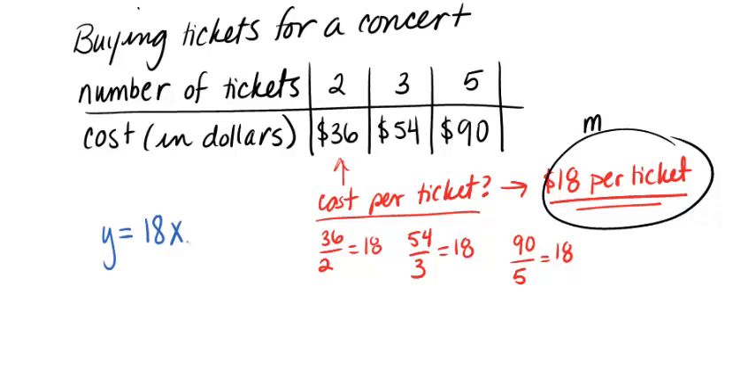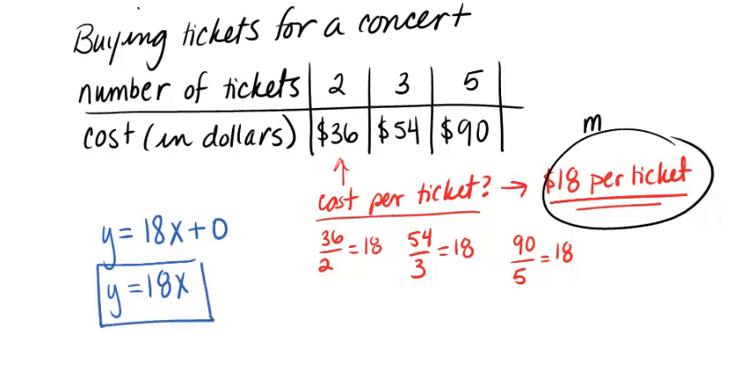Also, we know this should go through the point (0, 0), so we have a y-intercept of 0, because if you buy 0 tickets, you should spend $0. So that point should be on your graph. So we've got y equals 18x. This is our model that tells us how much we're going to pay for tickets.